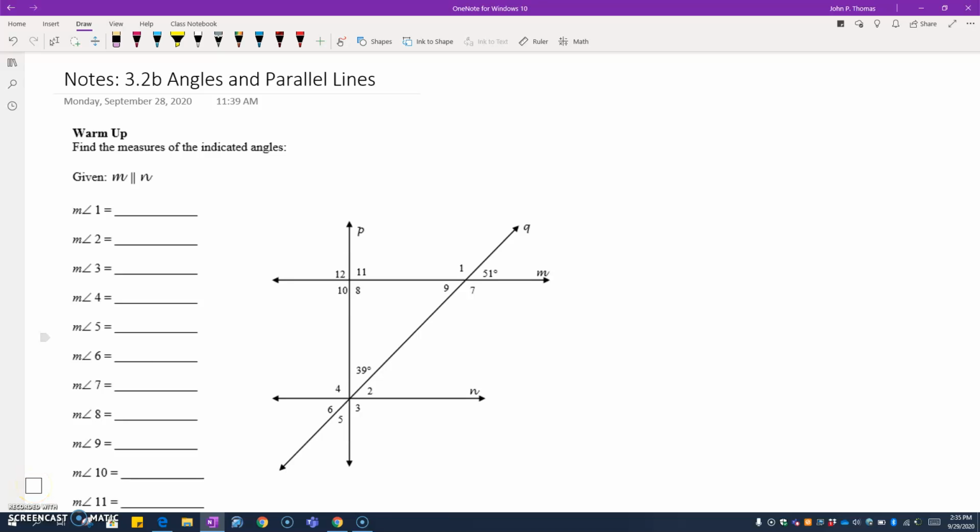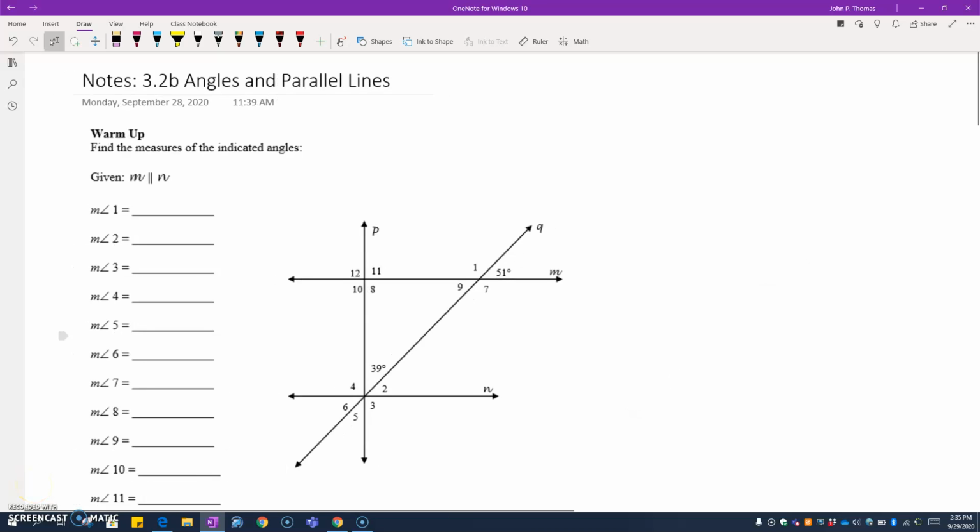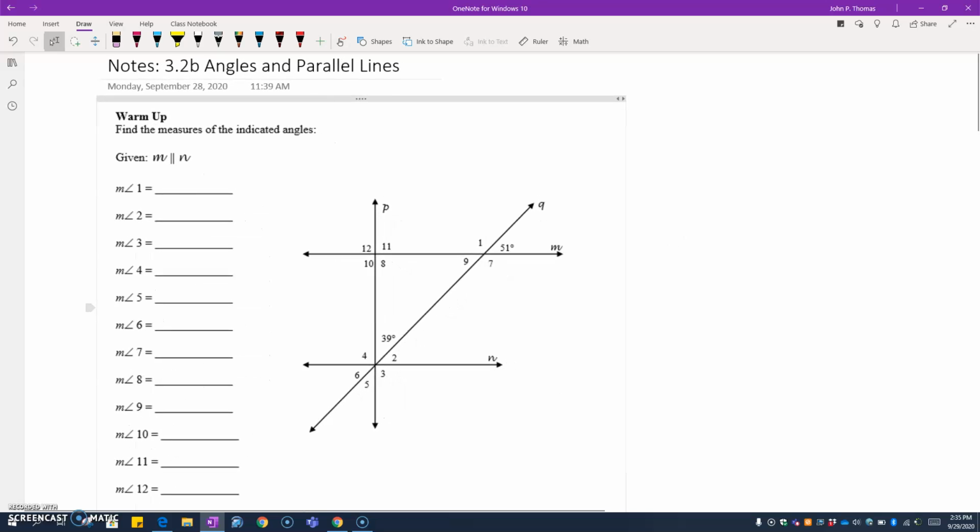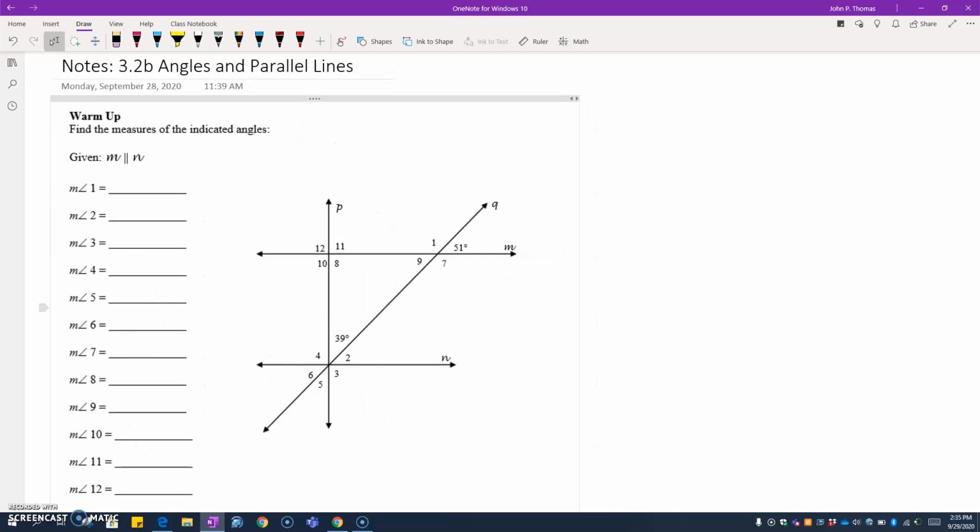All right, let's take a look at the 3-2B notes. First thing here, we have a warm-up that's going to go over some of the things that we did in class yesterday. So what I'd like you to do is take a second, pause the video, and give these 12 questions a shot. Once you're done with them, jump back in and we'll run through them together.